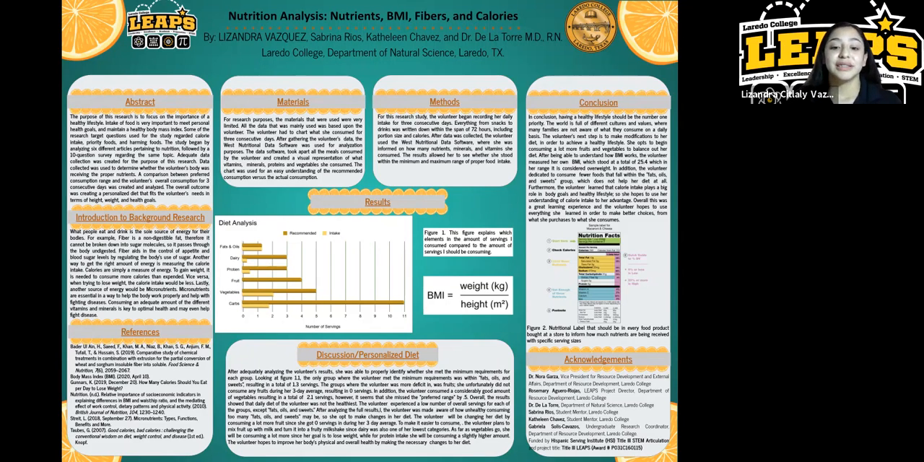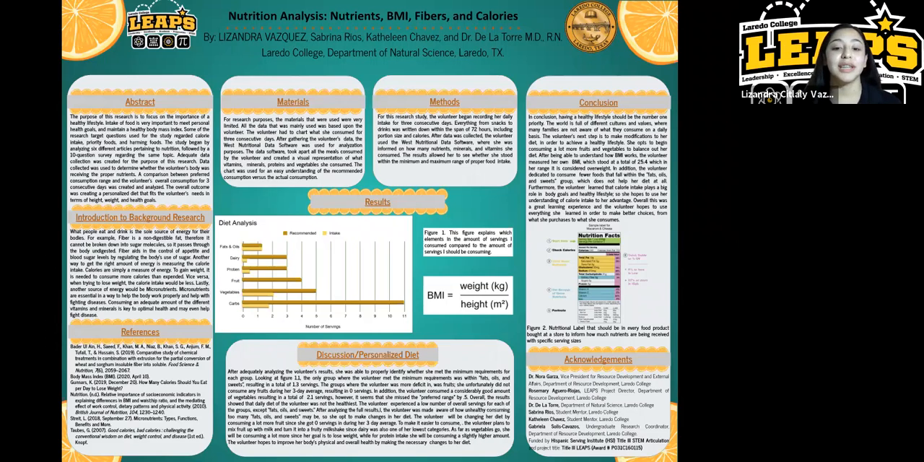In conclusion, having a healthy lifestyle should be the number one priority. The world is full of different cultures and values, where many families are not aware of what they consume on a daily basis. The volunteer's next step is to make modifications to her diet in order to achieve a healthy lifestyle. She opts to begin consuming a lot more fruits and vegetables to balance out her diet.